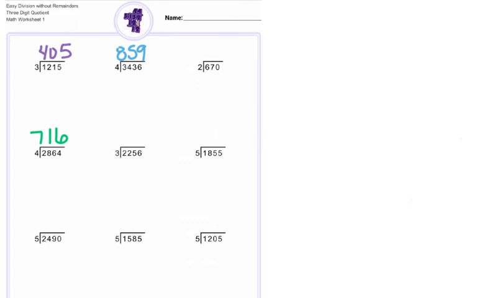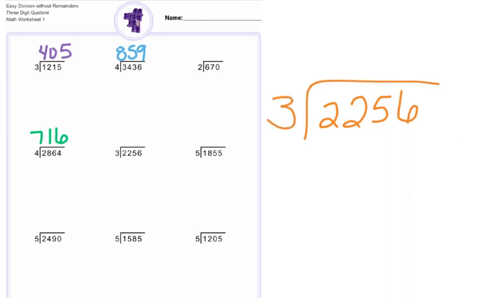Number 5, we have 2,256 divided by 3. And we know that 3 cannot go into 2 because it is larger than 2. And we know that 3 can go into 22. 3 times 7 is equal to 21, and we're going to subtract. 2 minus 1 is 1, and 2 minus 2 is 0.